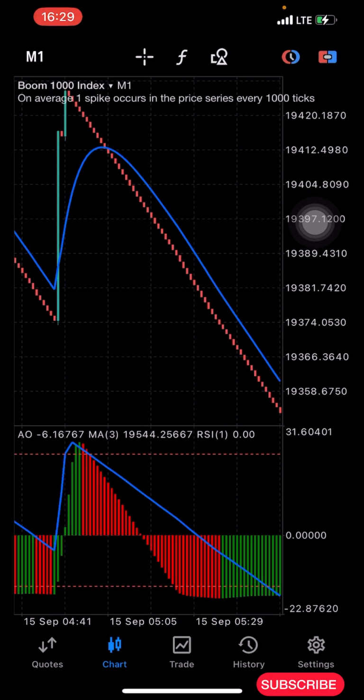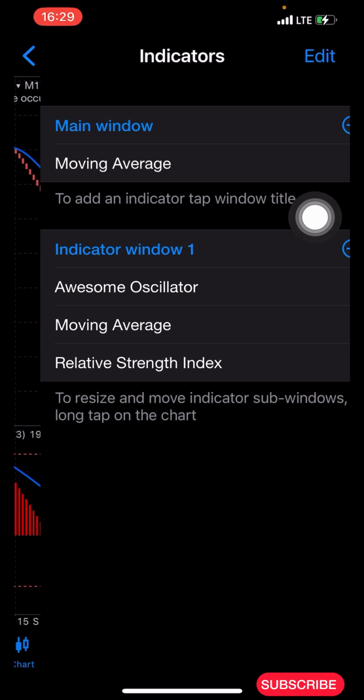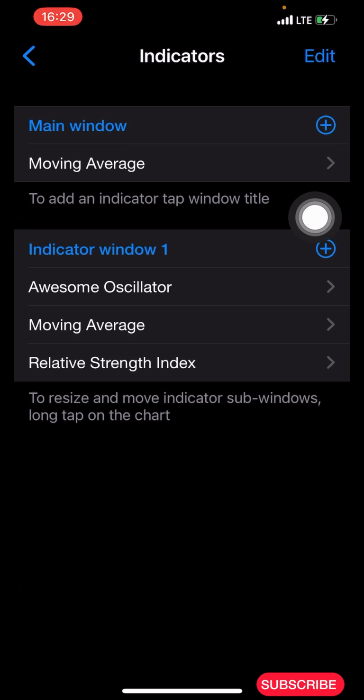In today's video, I'll be sharing with you guys another boom and crash strategy that you can use to scalp the market. Okay, so without wasting much of our time, I'm going to quickly share with you guys the indicator setup for this, and then I'll be explaining how the strategy works.